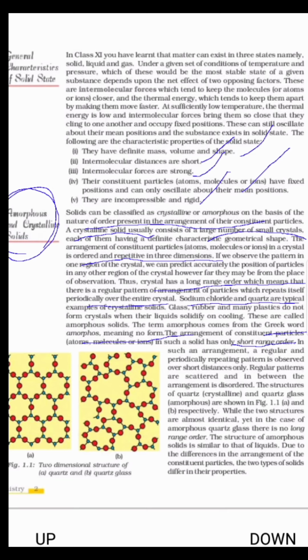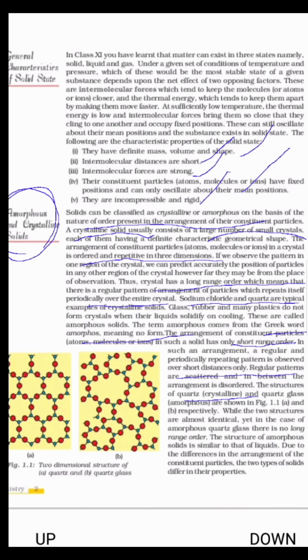So we can say that they will have a short range order. The pattern will be scattered between the arrangement, and we can say it does not have an ordered arrangement, or the structure will be in a disordered manner. Over a short distance there is a regular pattern, but the arrangement is disordered.